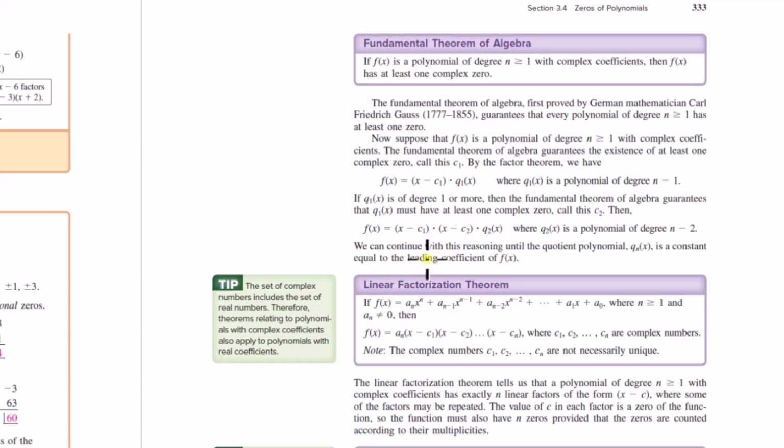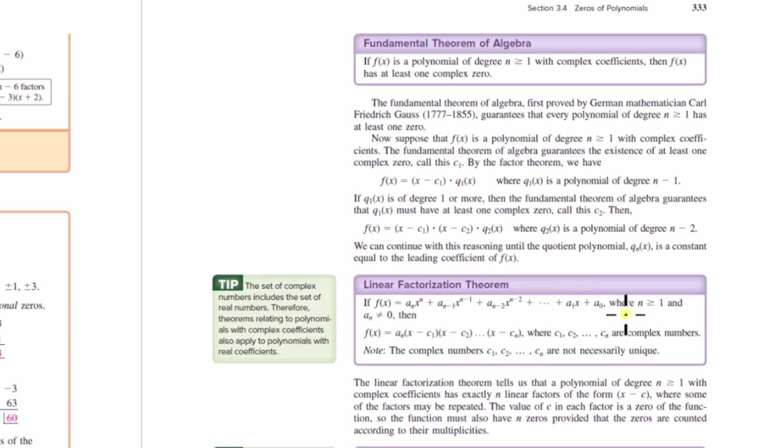And it says, so we continue with this reasoning until the quotient polynomial is a constant, and it's going to be equal to the leading coefficient of the original polynomial. That's interesting too. Once you get to the constant, it's going to be equal to the leading coefficient of the original polynomial. And so you can see how they developed all this with what they're calling the fundamental theorem of algebra, and now they state another theorem, which is called the linear factorization theorem.